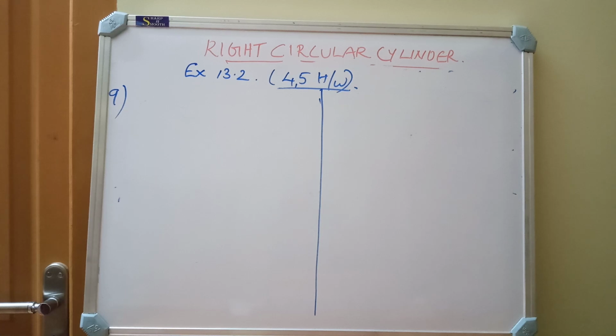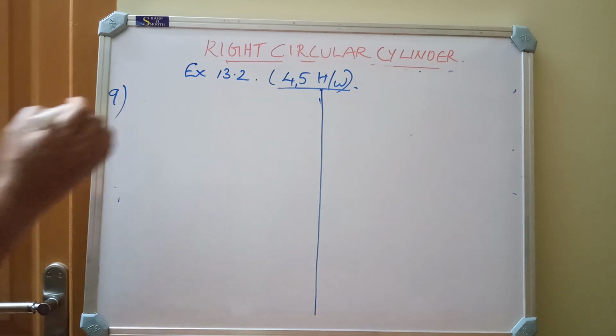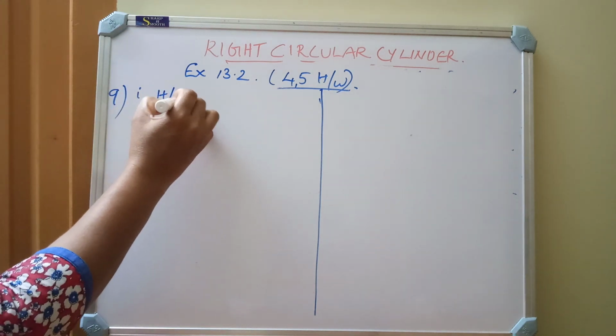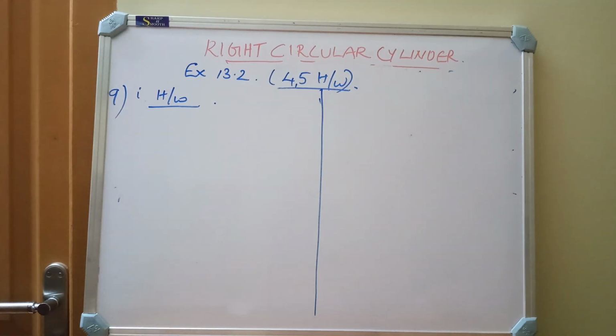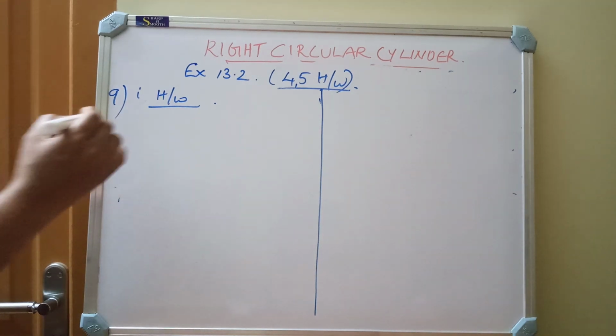Finding that is very easy for you. What is the formula? 2 pi R H. So, the first part of question 9 is homework that you have to try to do by yourself. I will teach you the second part.